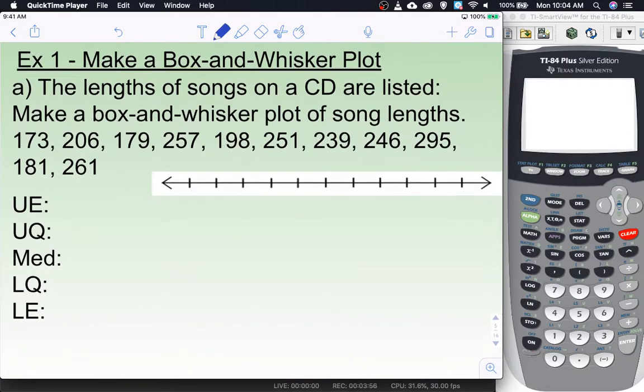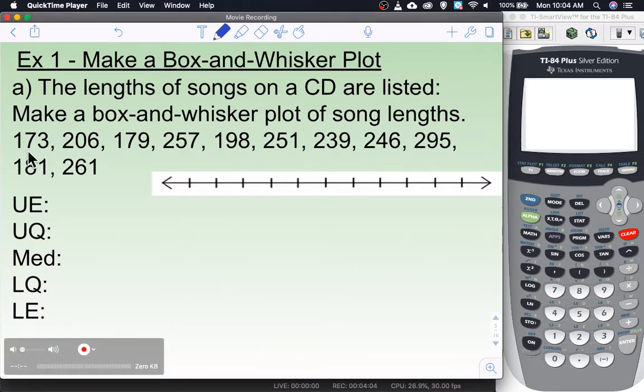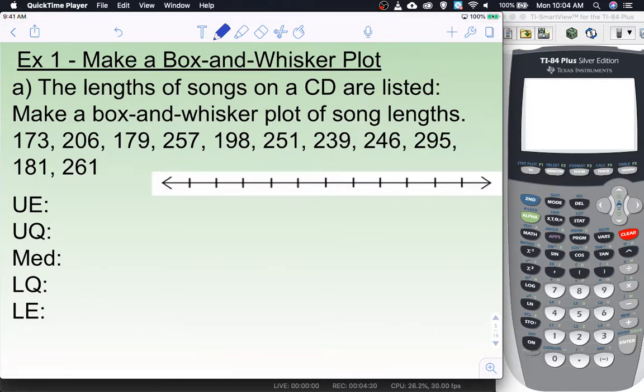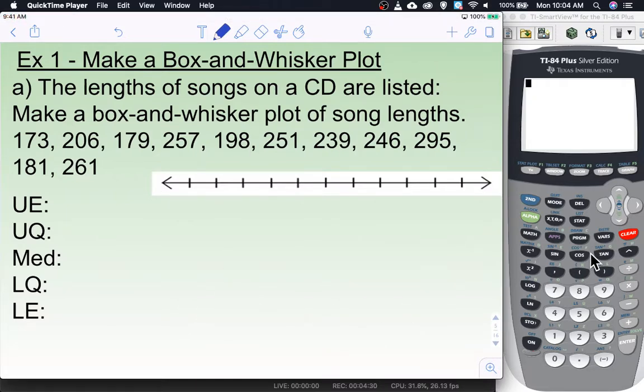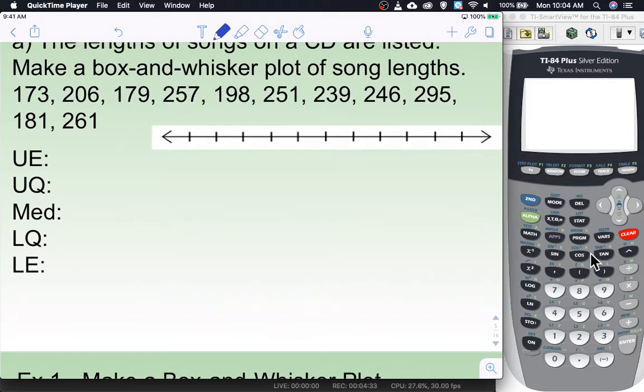So the very first problem, all we're going to do is make a box and whisker plot. We just want to show you how it's made. So you have a set of data. We need to find a median, the biggest, the smallest. In order to find a median, it is very helpful if your data is in order from least to greatest. Now, this is not in order from least to greatest. So the very first thing I'm going to do is rearrange that in order from least to greatest.